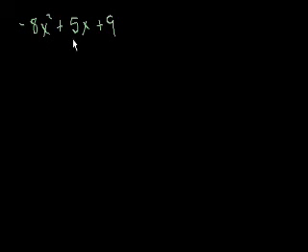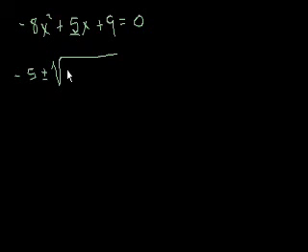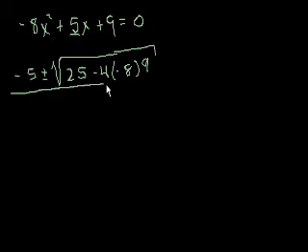But the quadratic equation is negative b. So b is 5, right? So we're trying to solve that equals 0. So negative b, so negative 5 plus or minus the square root of b squared, that's 5 squared, 25, minus 4 times a, which is minus 8, times c, which is 9. And all of that over 2 times a. Well, a is minus 8, so all of that is over minus 16.